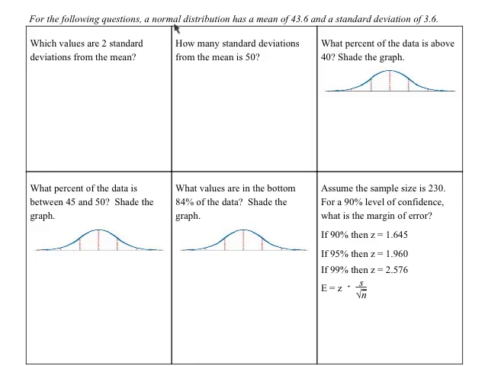For the following questions, we have a normal distribution with a mean of 43.6 and a standard deviation of 3.6. We're going to use that for all 6 questions here. Which values are 2 standard deviations from the mean?